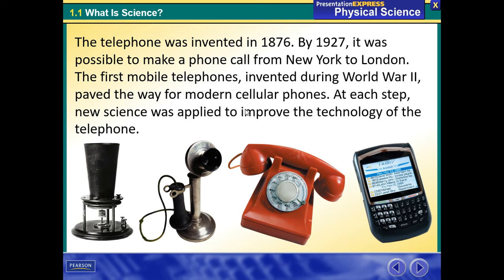Here is a good example. A telephone was invented in 1876. By 1927, it was possible to make phone calls from New York to London. Eventually, the telephones became mobile and you could move around with them. And then about high school, they got to be looking like this. This was not touchscreen. We had to push the buttons down here. A lot of us love to call them Blackberries. And now we have phones that are capable of doing things computers can. So it's just amazing how much technology changes.